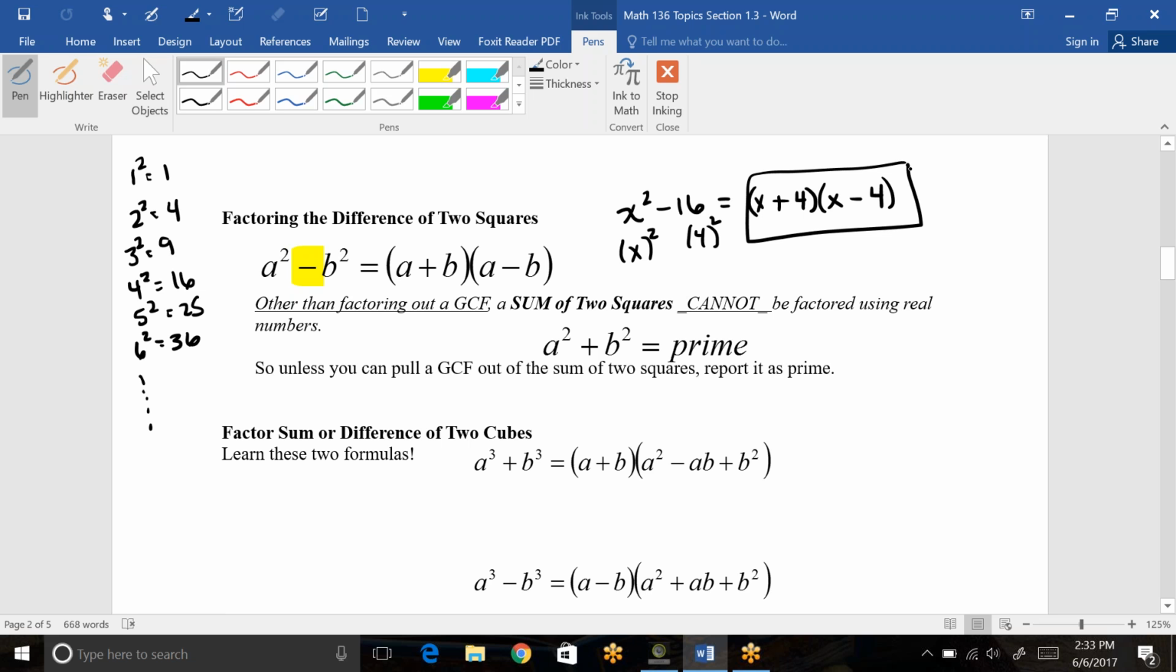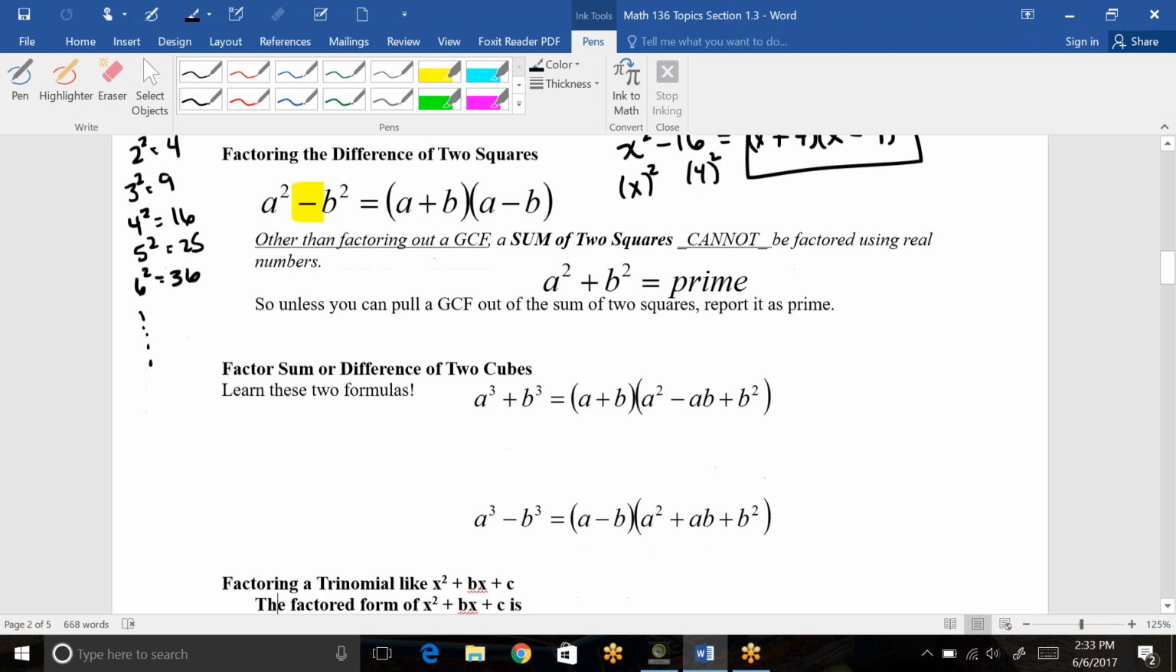You cannot factor a squared plus b squared, that's prime, unless you can pull a GCF out. It's prime because that factors using imaginary numbers, not the real numbers. So for us, we don't do anything with imaginary numbers yet, so it's prime.